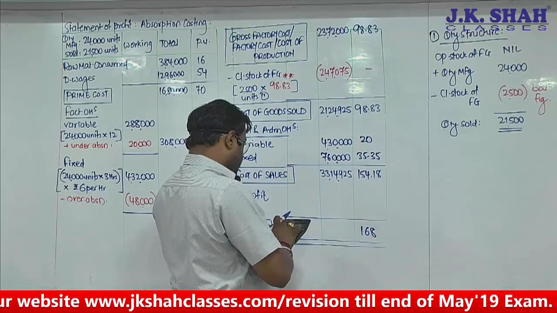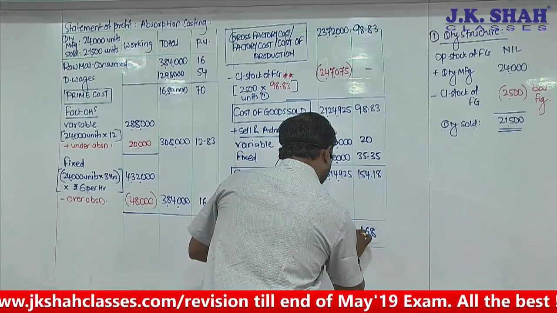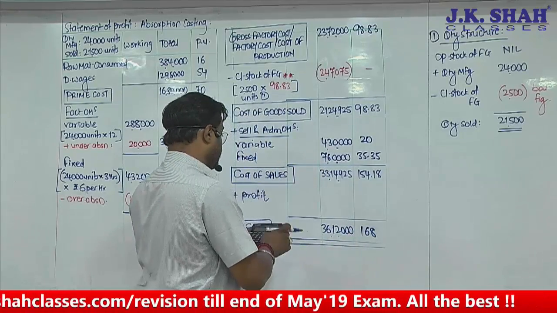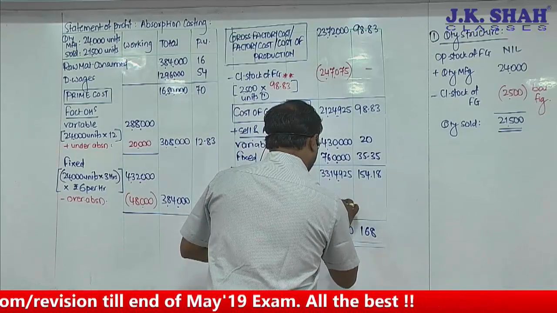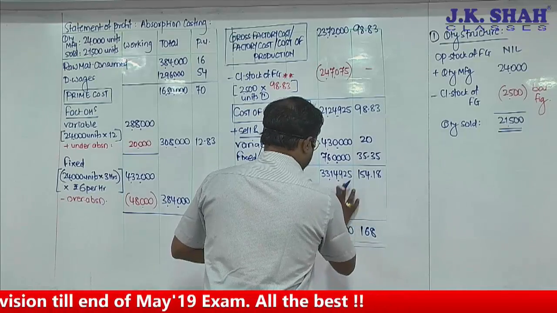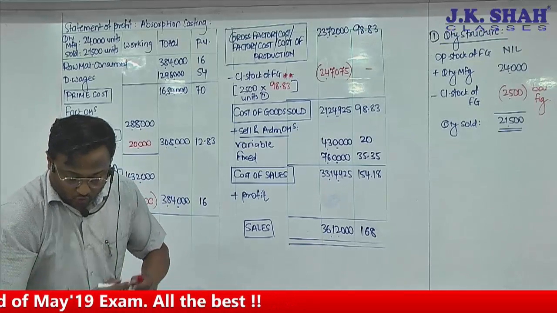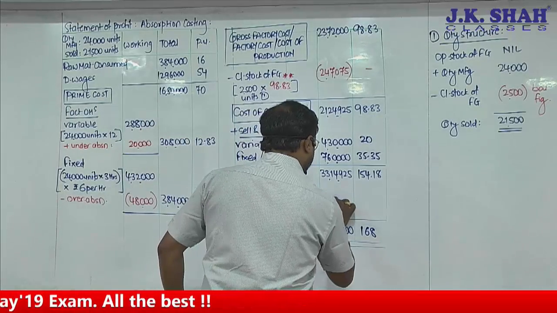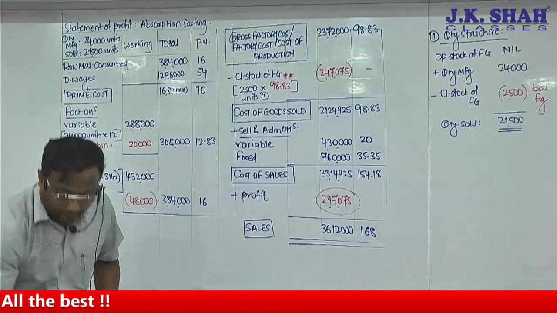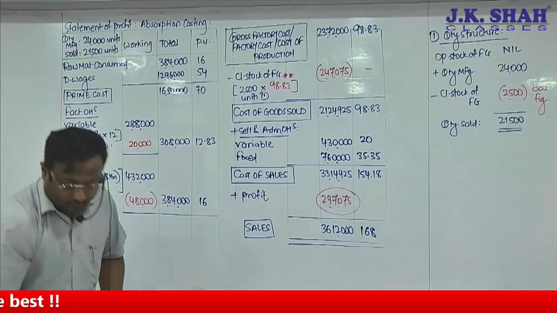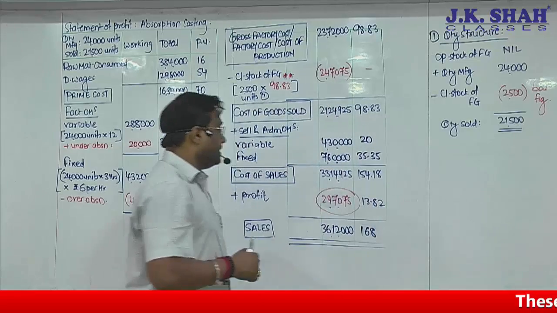So 168 into 21,500. 36,12,000. 33, 14,925. 297,075. 297,075 will be your profit. Just a formality, 13.82. I'm not supposed to rely on that.